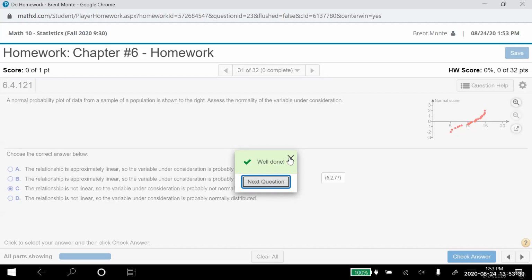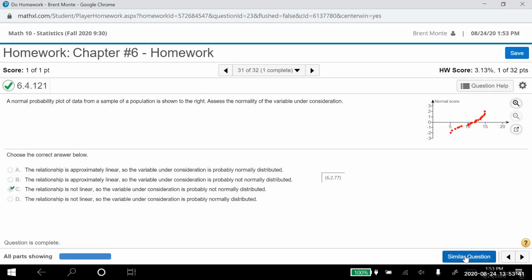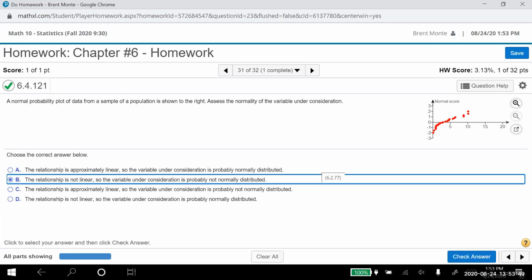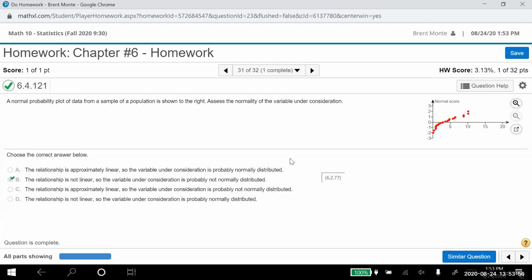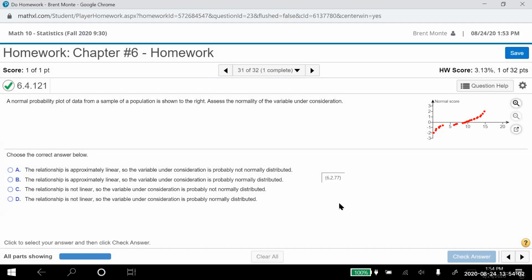But what I want to do, let's do a couple of these because it's going to regenerate. So let's do a similar question. That one, again, too much curve down here. I'm going to say not linear, not normally distributed. Let's check. And so what I would suggest is just do a couple of these similar questions. So it's regenerating numbers for us. Again, that looks a little too not linear, so not normally distributed.